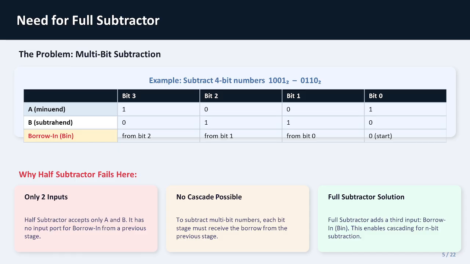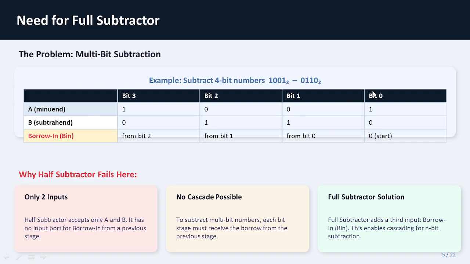Why? Because a full subtractor can operate on three bits. It can operate on bits like A and B, and it can also accept a borrow in from another subtractor. The limitation that was present in the half subtractor has been fulfilled by this full subtractor. So I hope everyone will know how to achieve this, right?